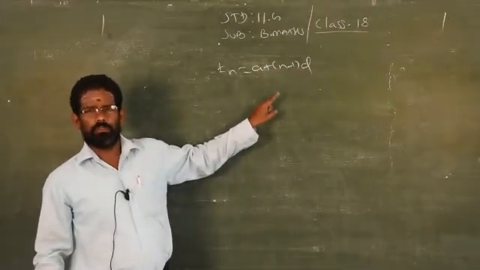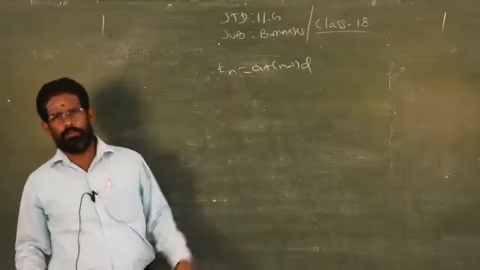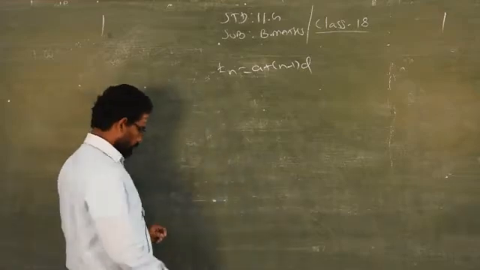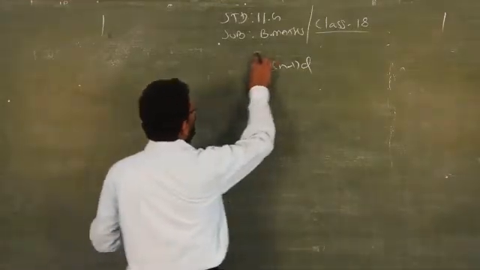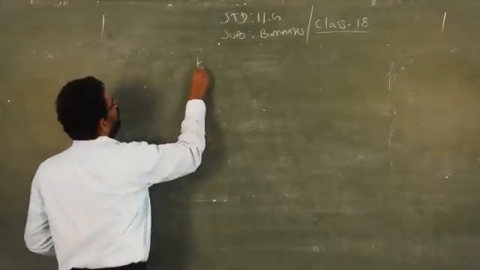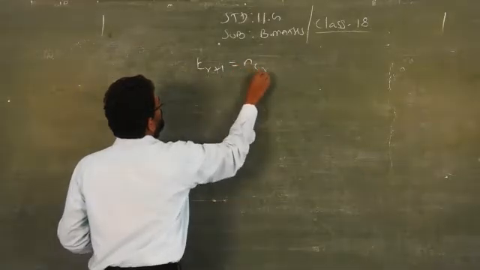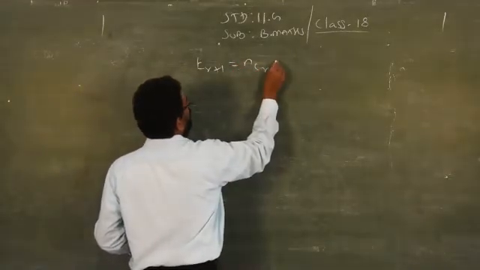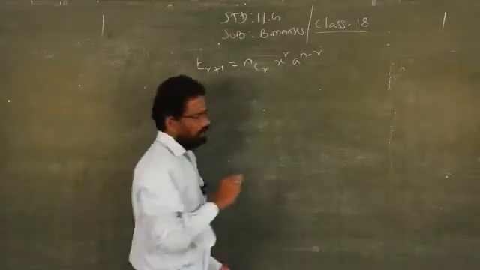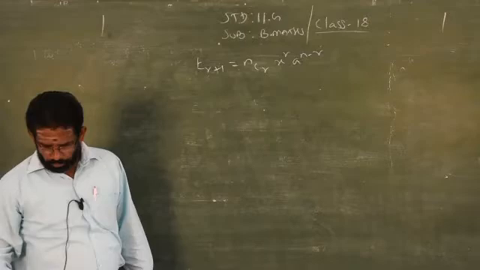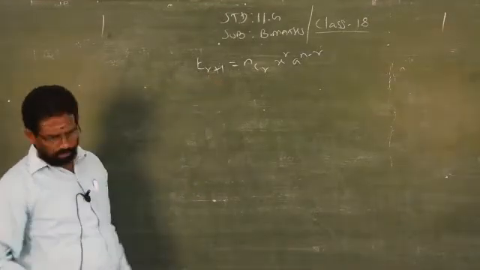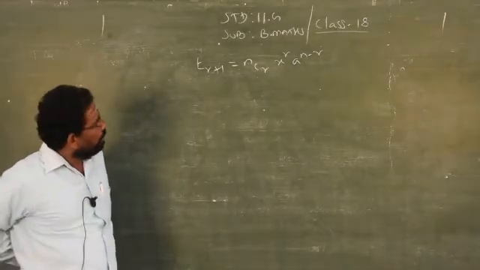This formula does not hold true for GP. In GP, we have a different formula, that is a into r power n minus 1. Similarly, we have another formula to find a particular term of the sequence in binomial theorem, that is T(r+1) equals nCr x power r into a power n minus r. So, this is the general formula to find the particular term of the given sequence in binomial theorem.